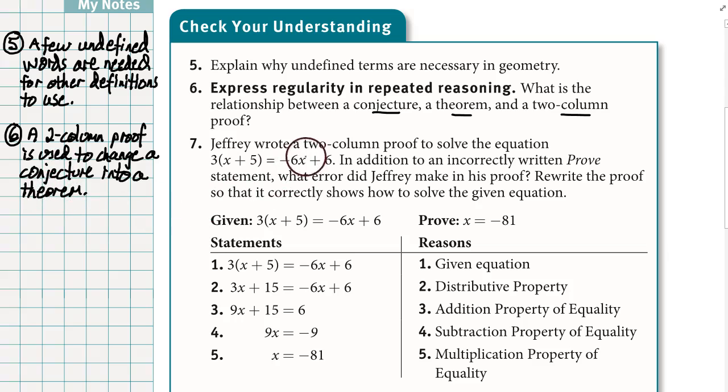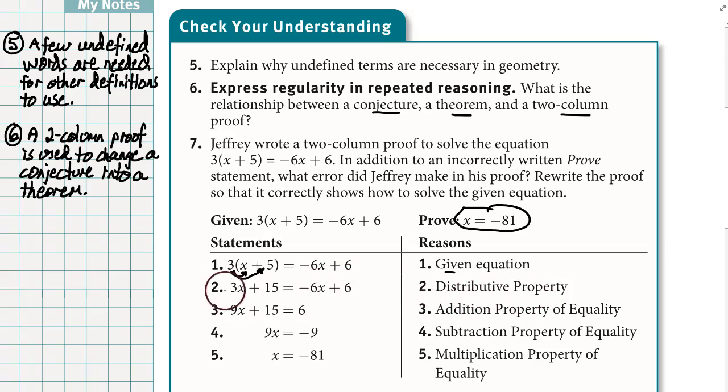Number 7, Jeffrey wrote a 2-column proof to solve the equation 3 times x plus 5 equals negative 6x plus 6. In addition to incorrectly writing the prove part of the statement, what error did Jeffrey make in his proof? Let's rewrite it to fix this. So he first copied the equation down, and let's check to make sure that he copied it accurately. Yes, he did. And he gave the reason given. That is correct. Next step, it looks like he did the distributive property to get 3x plus 15. Then he has this copied correctly, and he said distributive property.